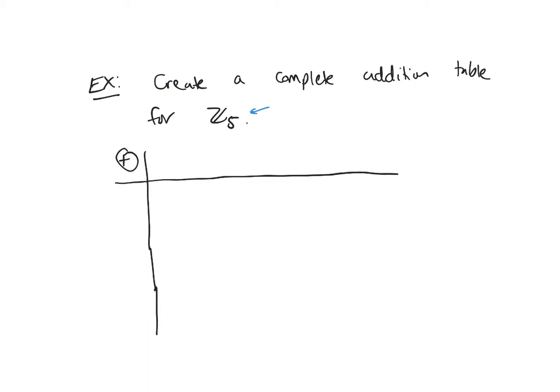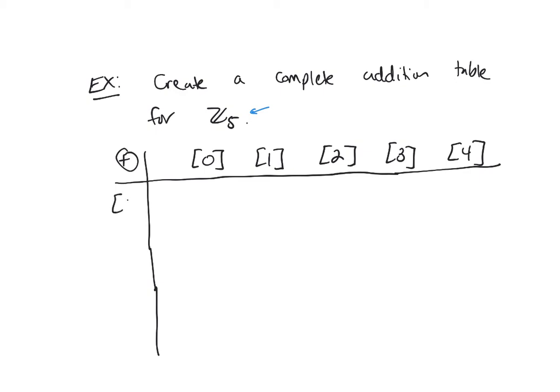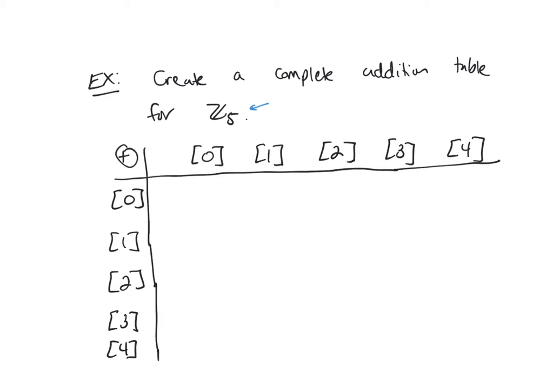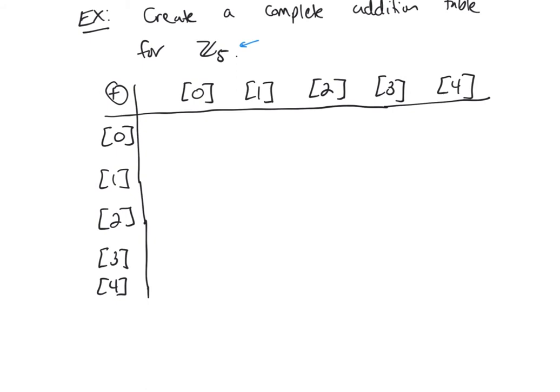So we're going to make our addition table here, and across the top and the side, you're going to put all of your congruence classes, all of your elements of Z5. So 0, 1, 2, 3, and 4 across the top, and then also across the side: 0, 1, 2, 3, and 4. And so you're going to fill in this table.